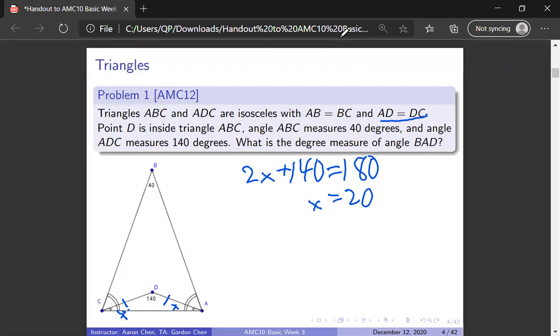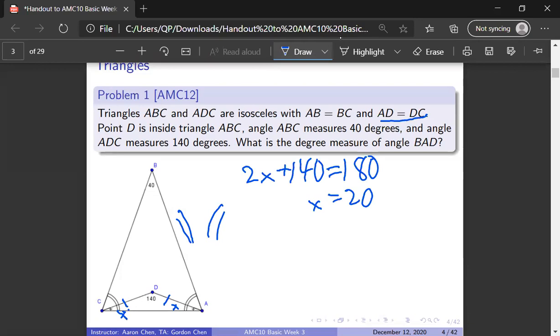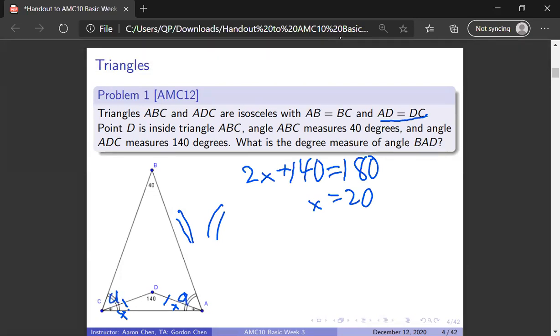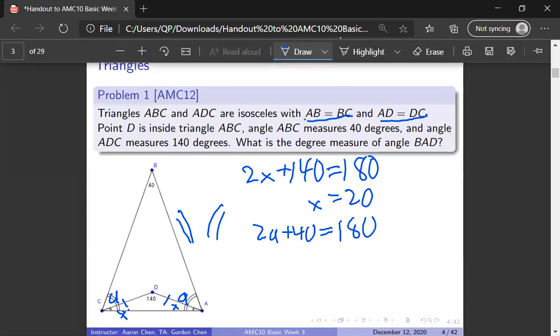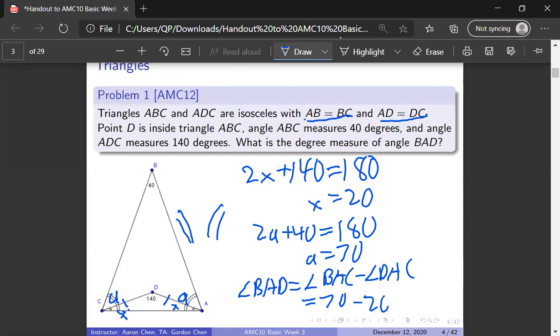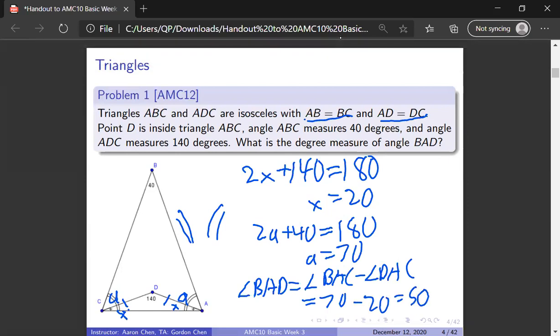Now we can do almost the same thing for triangle ABC, except this time it's the angles marked like this. We can let each of these be a, or whatever variable you want. Then 2a plus 40 equals 180, and so a equals 70. Now angle BAD equals angle BAC minus angle DAC, which equals 70 minus 20, which equals 50. And so the answer is 50 degrees. Are there any questions?